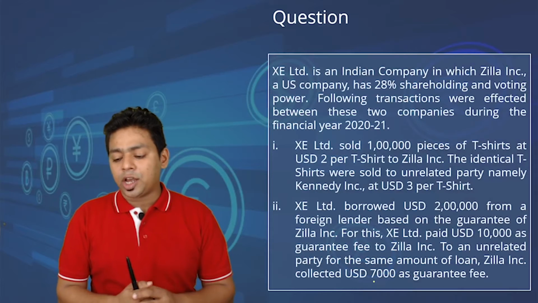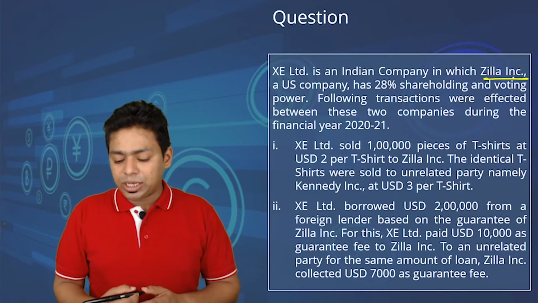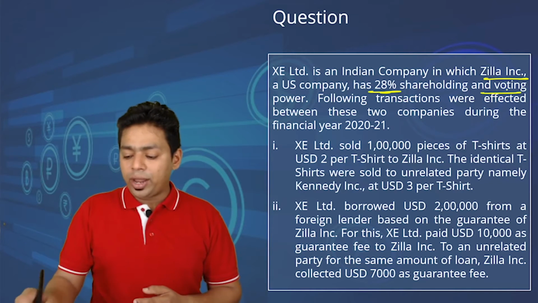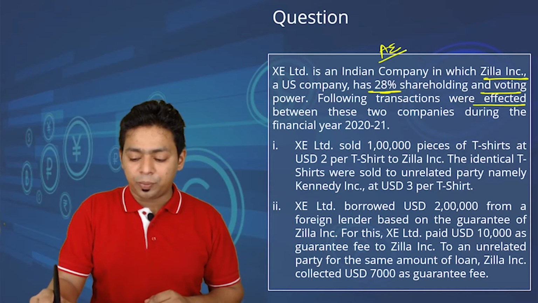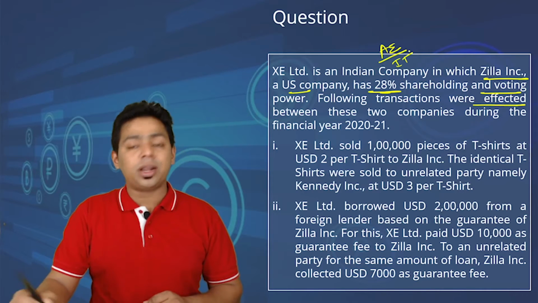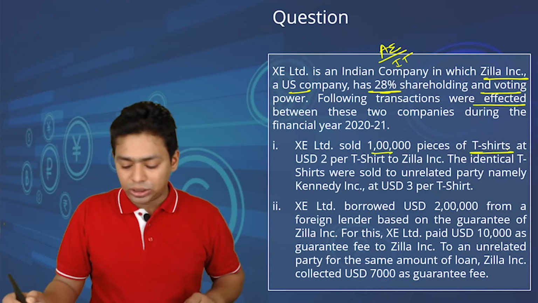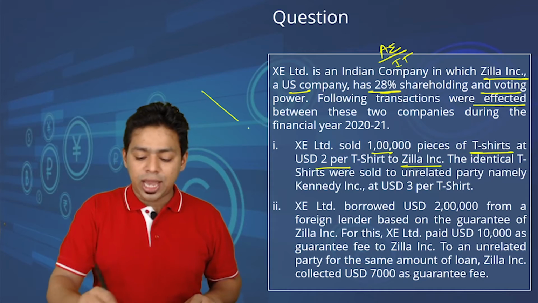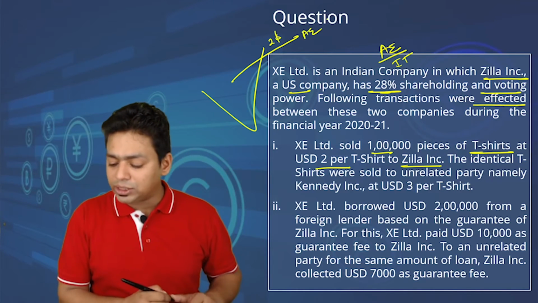XE Limited is an Indian company in which Zilla Inc., a US-based company, has 28% of the shareholding and voting power. The following transactions were effected between these two companies. So they are associate enterprises, and because this is located in the US, there will be an international transaction. XE Limited sold 1 lakh pieces of t-shirts at USD 2 per t-shirt to Zilla Inc. So India is making a sale at $2 to the associate enterprise.